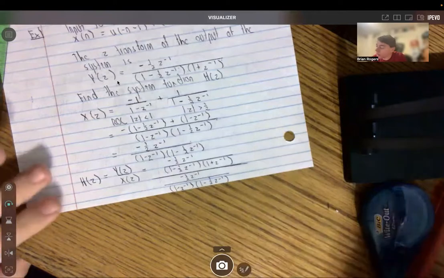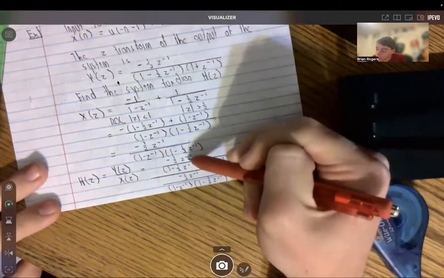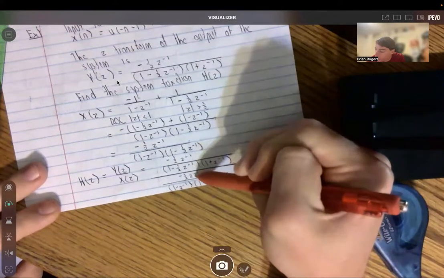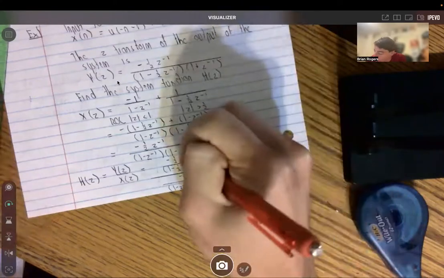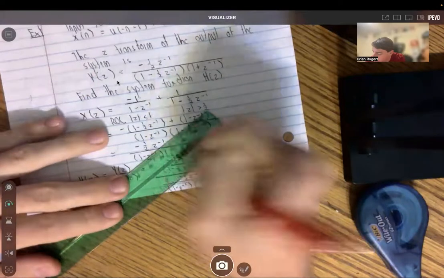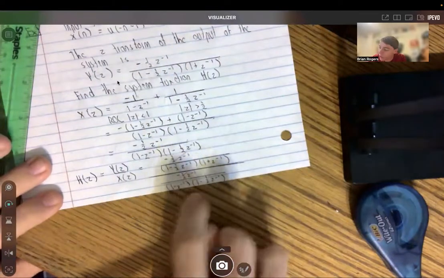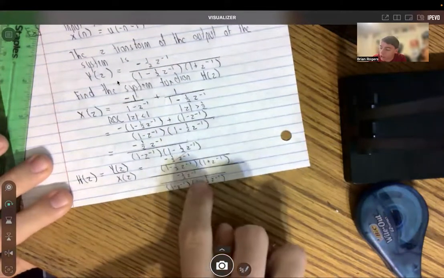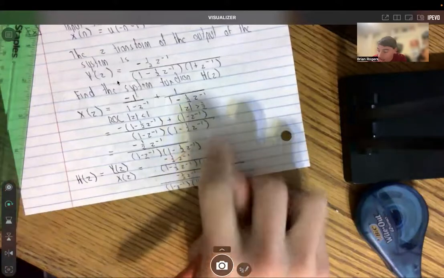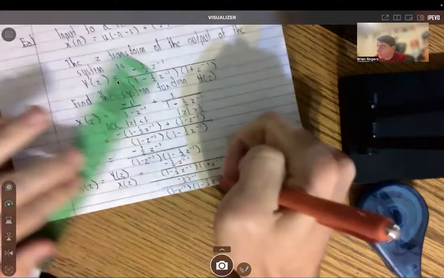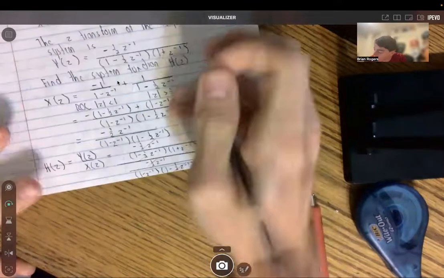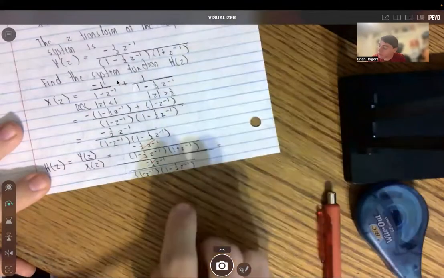So the big thing is, notice things will cancel because this is in the numerator divided by -1/2 z to the power -1. So these two will cancel. And then this is in the denominator. This fraction divided by fraction, this will move to the numerator. So we're actually going to see these terms cancel as well. And so we're going to be left with the following.